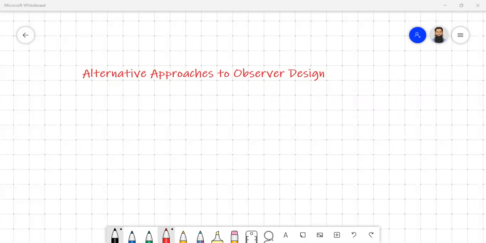Today we are going to discuss alternative approaches to observer design. The last class was basically observer design based on the observer canonical form. So if the system is not represented in observer canonical form, then how do we deal with it?